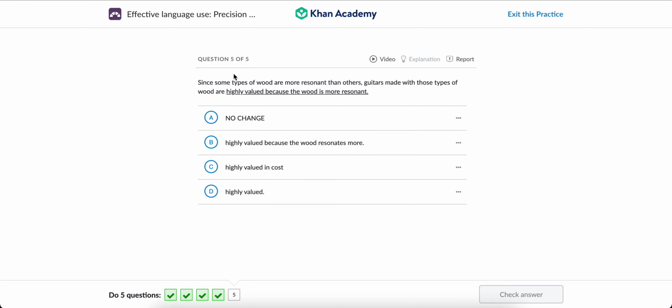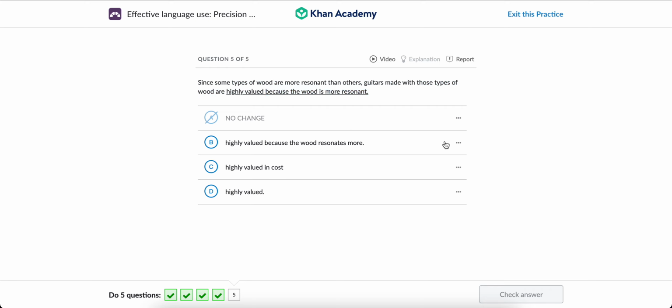Lastly, since some types of wood are more resonant than others, guitars made with those types of wood are highly valued because the wood is more resonant. Okay, first of all, they already say some types of wood are more resonant. So why do you have to talk about resonance again? Obviously, we can eliminate A because there's a whole bunch of redundancy going on. We have some types of wood are more resonant, and then we say because the wood is more resonant.